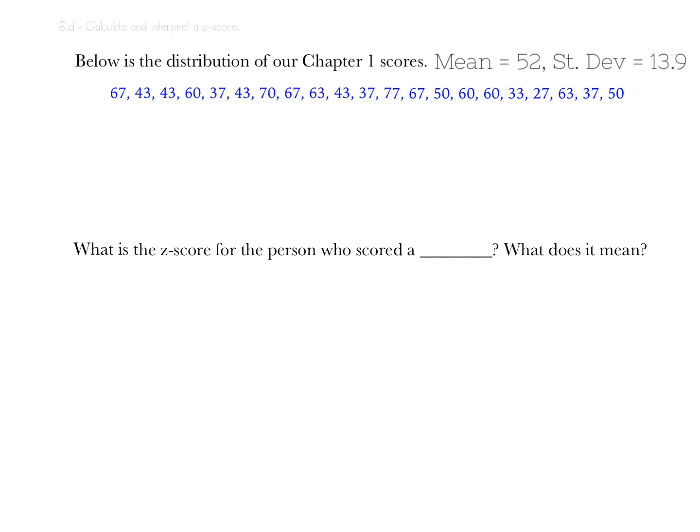All right, so again, we're looking at our Chapter 1 scores. We're told that the mean is 52 and the standard deviation is 13.9. So we're going to look at 3 different scores and what their z-score would be and what it means. So first, let's start out with the person who scored a 70. So what would the z-score of a person who scored a 70 be, and what does it mean? So go ahead and pause the video and calculate and interpret a z-score for a 70.